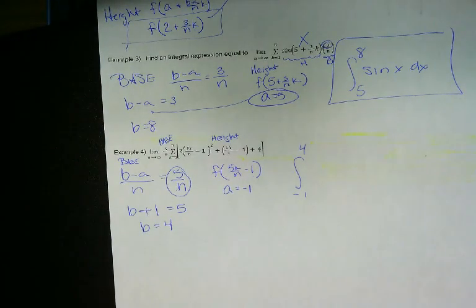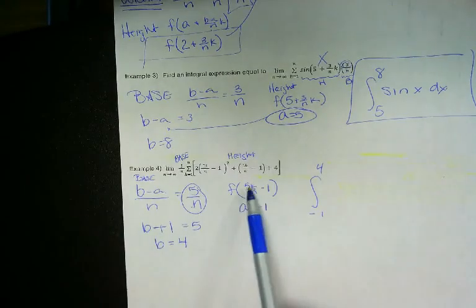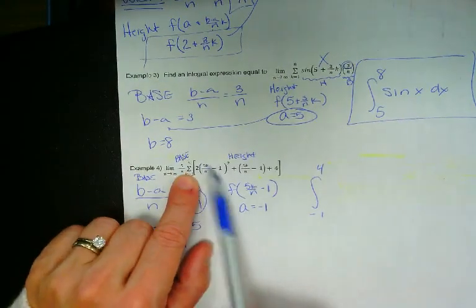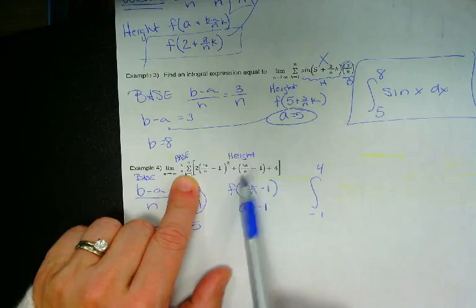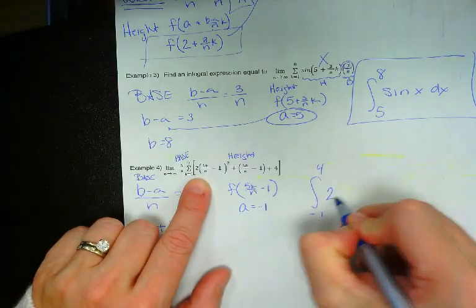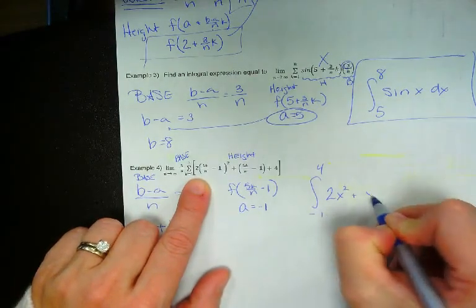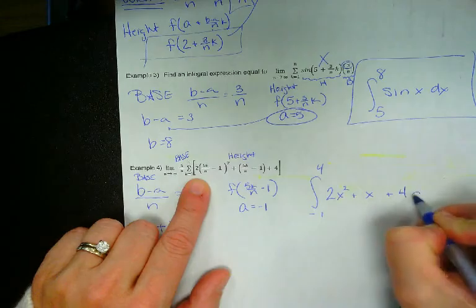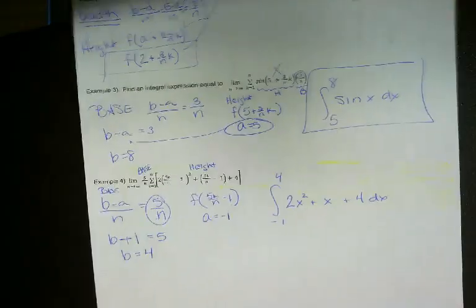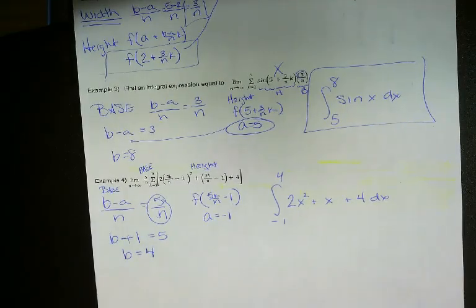Okay. And again, who did I plug 5k over n minus 1 into? Well, I plugged it in here, so there must have been an x. So I would say that's 2x squared plus x plus 4 dx. That's all I got. I don't know where we're at.